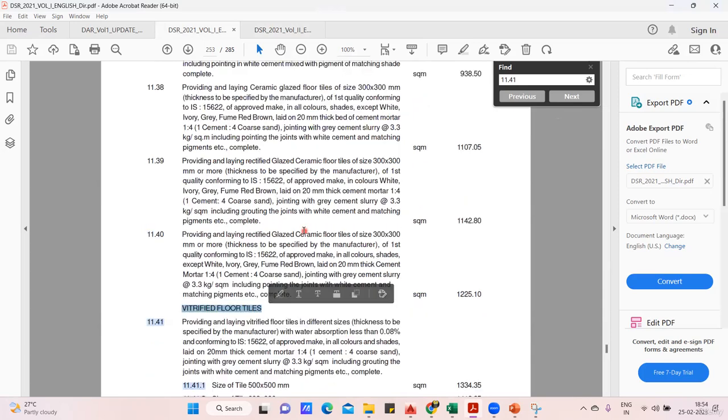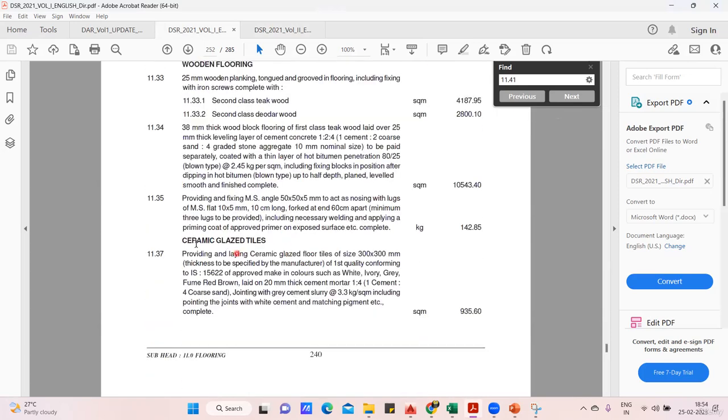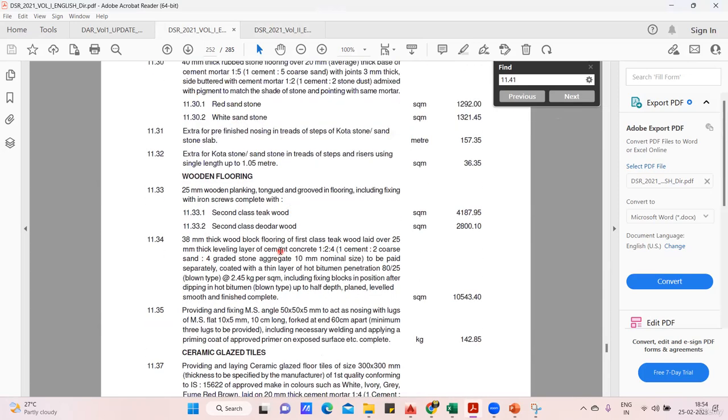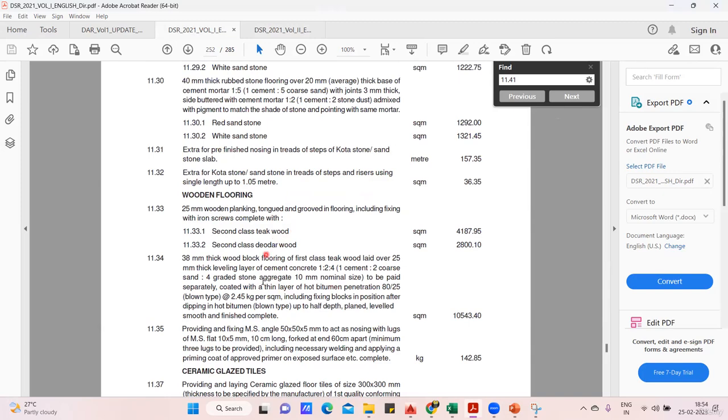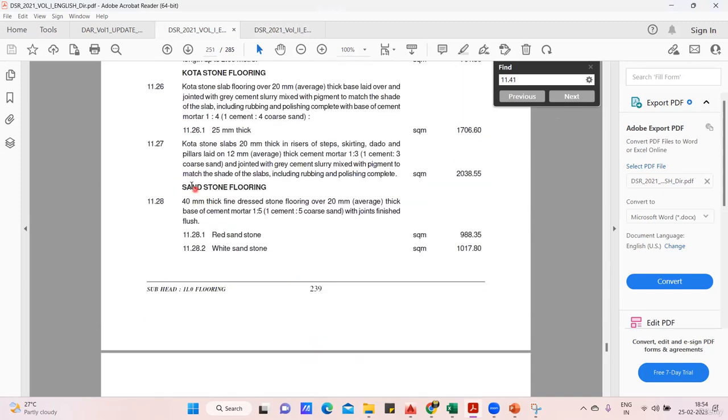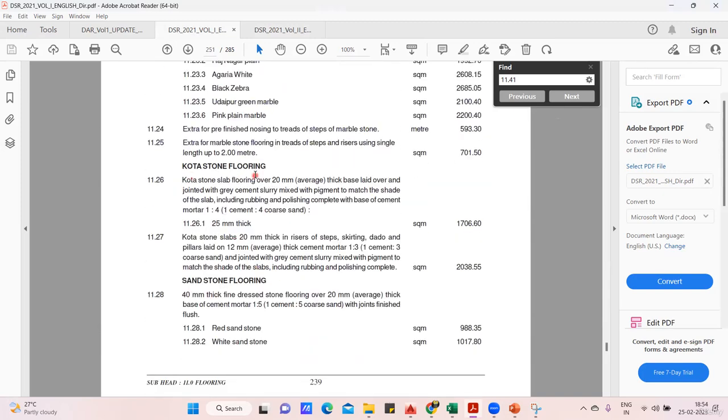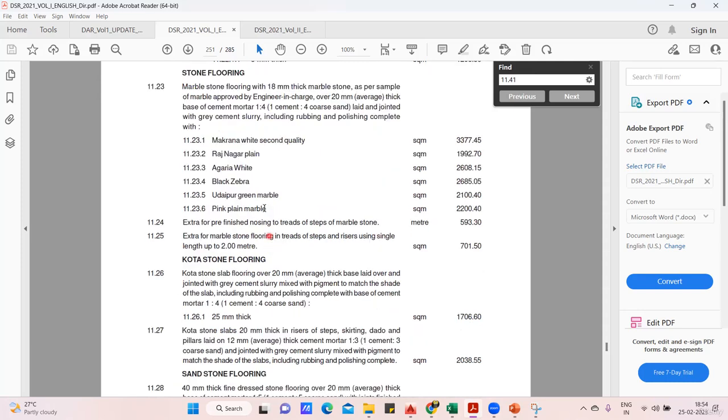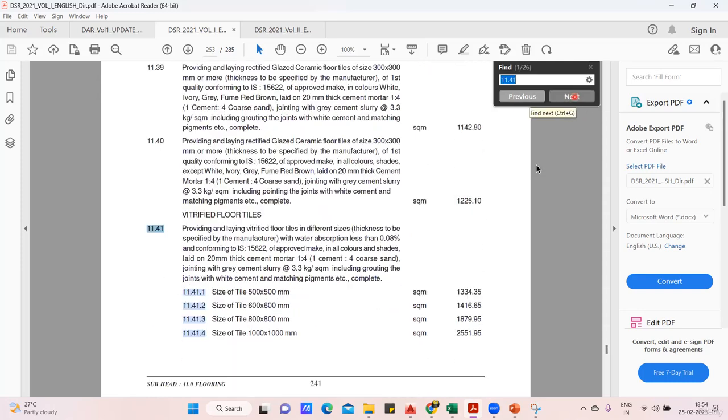Again, in floor, you have different types of tiles. Okay, you can go with ceramic glazed tiles. Then you can go with wooden flooring if you want to take wooden flooring. Okay, if you want to put sandstone flooring, you can do that. Kota stone flooring, few people do that. That also you can do. Okay, totally depends. But here I'm considering I'm going with vitrified floor tiles.